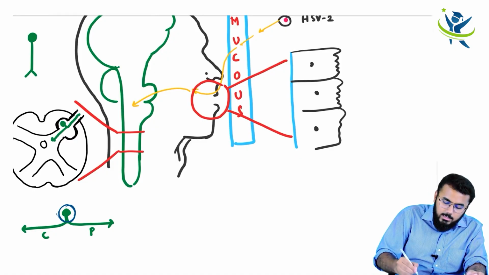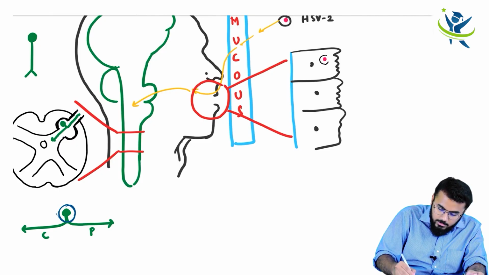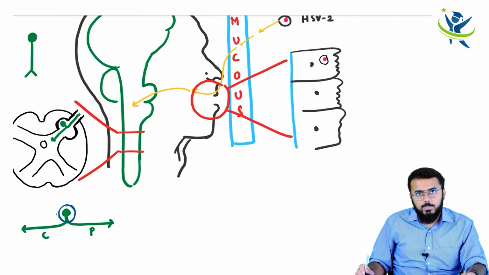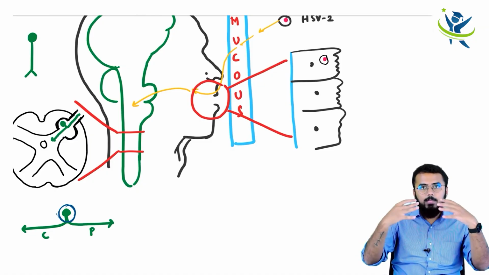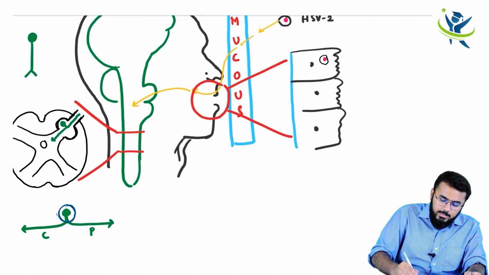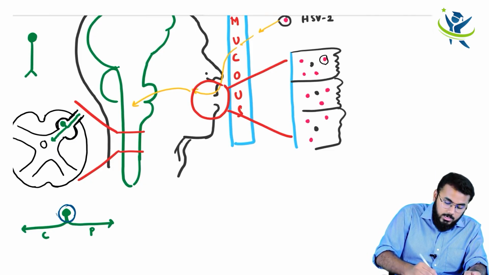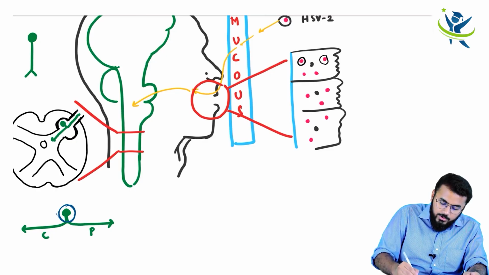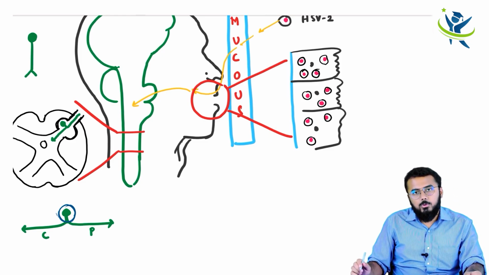Now, where is your virus? The virus is inside the mucosa like this, hiding inside the epithelial cells of the mucosa. It has just now crossed. Now, within these epithelial cells, it will multiply. The virus will multiply like this, within the epithelial cells of your mucosa. So, where is the virus multiplication happening? The virus multiplication is happening within the epithelial cells of your mucosa.